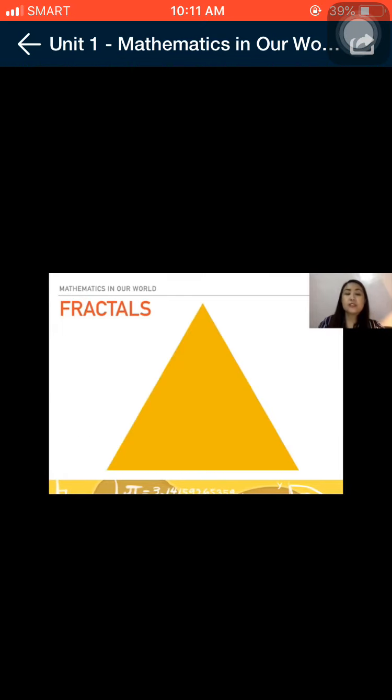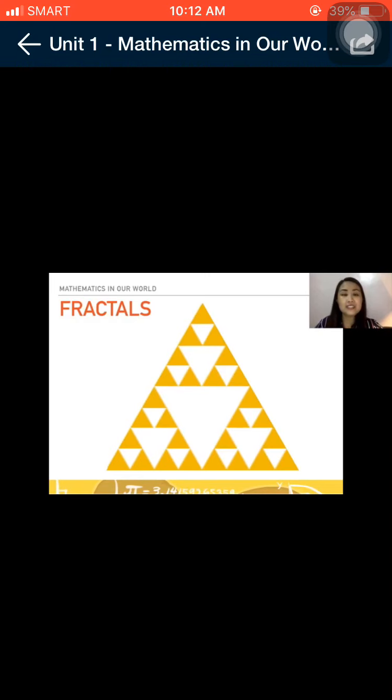So we start with a simple shape. In this case, we use a triangle. And then we cut out an equilateral triangle in the middle of the figure, and that forms 3 triangles now. And then we repeat the same thing. For each of those 3 triangles, we divide them again into 3s by taking out the middle part. Okay. Now you have 9 triangles.